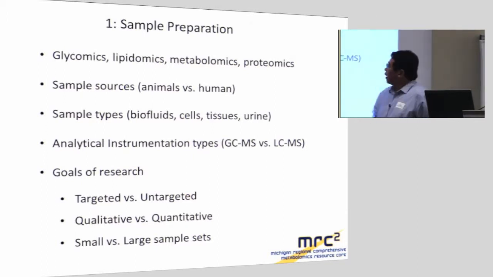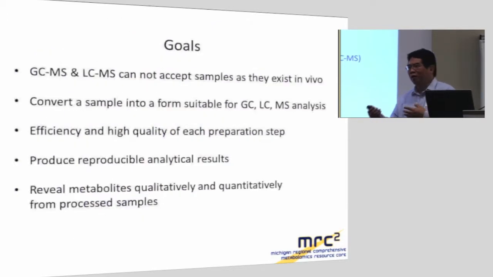Sample preparation is very complex because we're dealing with many different subjects. Here we're dealing with lipidomics, metabolomics, and the sample sources are very different. Here in our lab, we're dealing with human samples, animal samples, and the types are different: cells, biofluids, and tissues. And also dealing with different instrumentation, because instrumentation requires different sample preparation methods, especially GC and LCMS. And it also depends on the research goal. You could have a targeted research or untargeted.